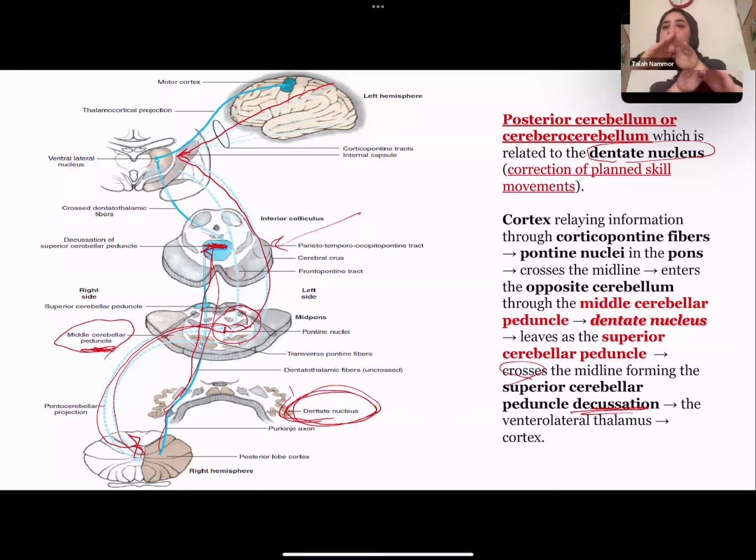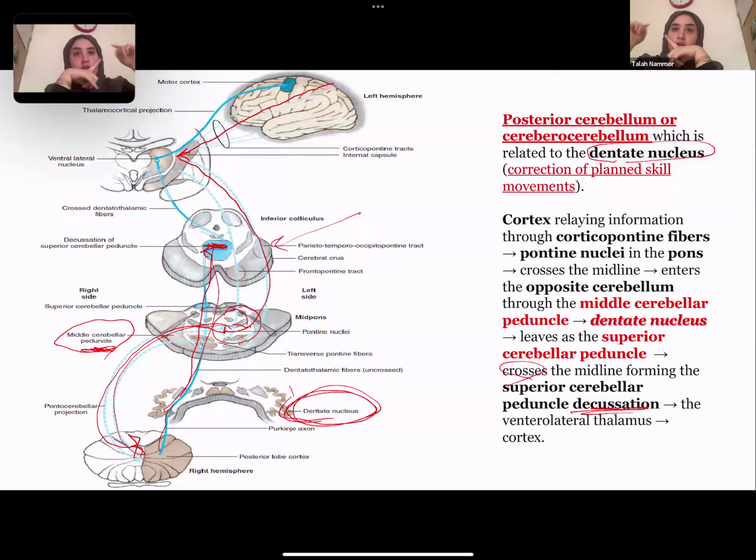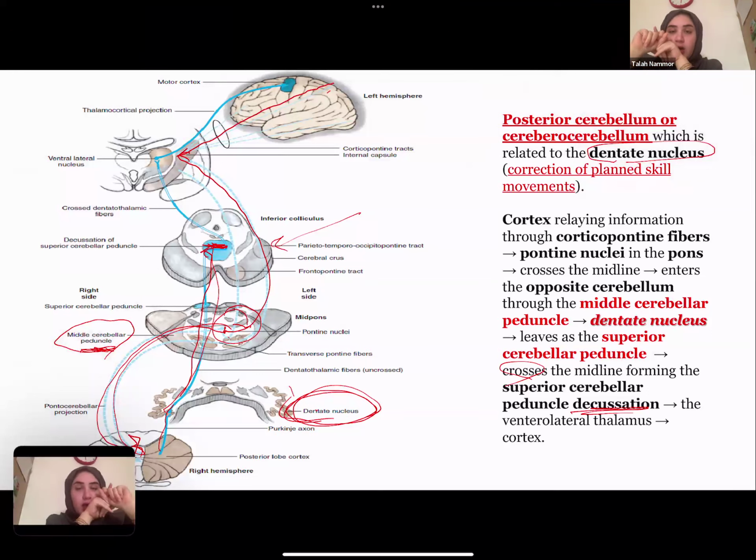Anyway, this is the cerebrocerebellum. We just have to know it has to do with correction of planned skilled movement. So we're correcting whatever skilled movement we want, and we do it through the dentate nucleus. How does the information go into the cerebellum? It goes through the middle cerebellar peduncle, and it leaves through the superior.